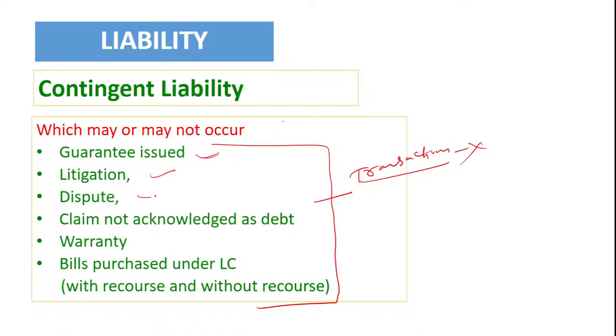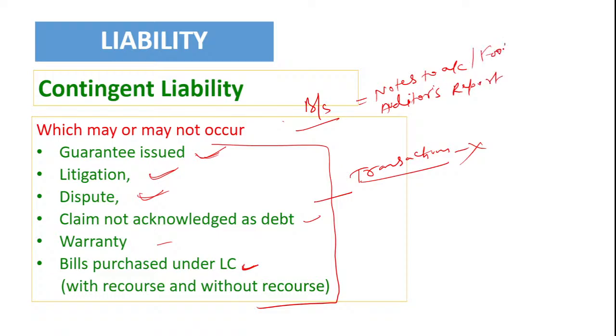Guarantee issued, litigation, dispute, claim not acknowledged, warranty. Only in this case, that we have already discussed in the previous session. But if time permits, I will discuss it. Okay, so see, these are non-financial entries, so you will not get them anywhere in the balance sheet. Then where will you get them? You will get them only in the notes to accounts and the auditor's report. The auditor's notes to accounts are also called the footnote. So you will get these things in the footnote because no such transaction has happened with the company.